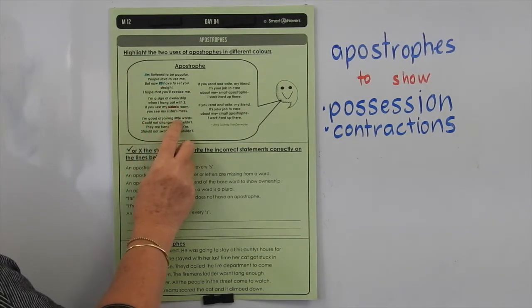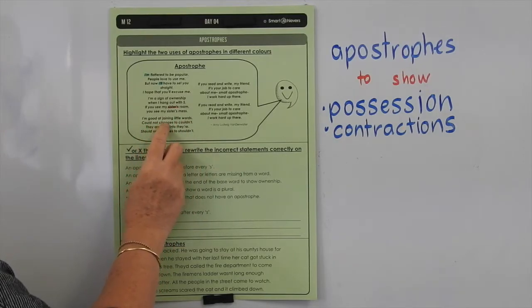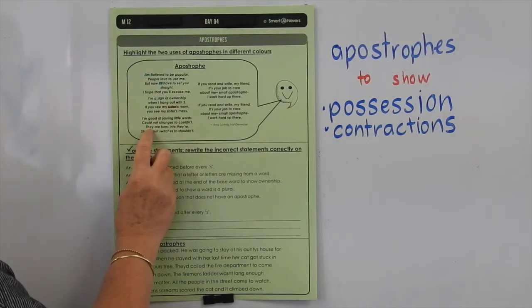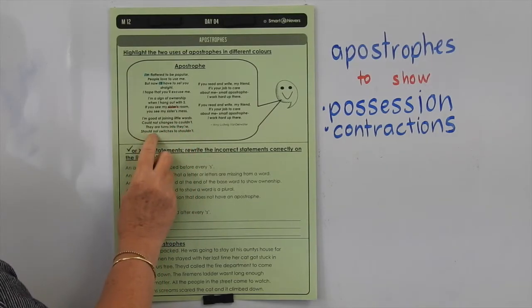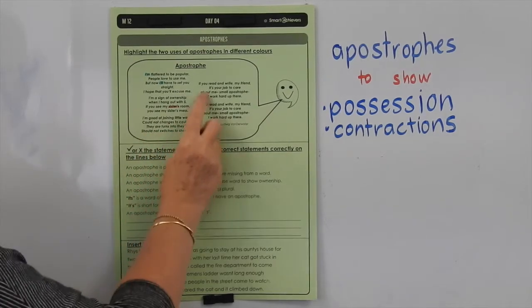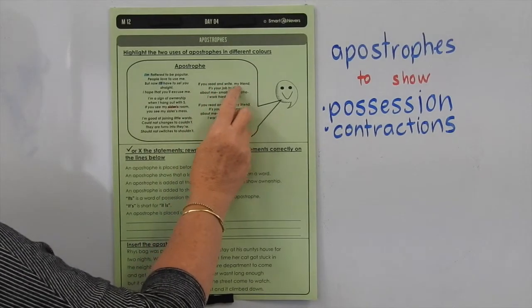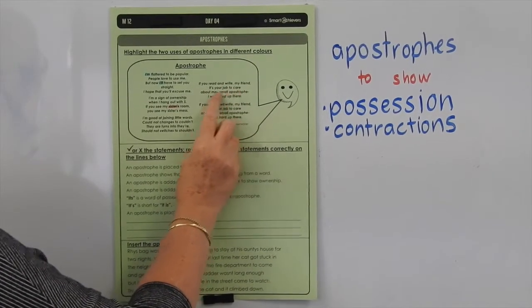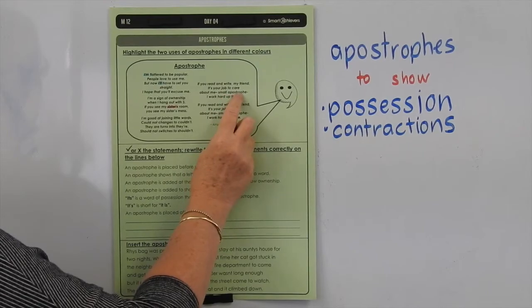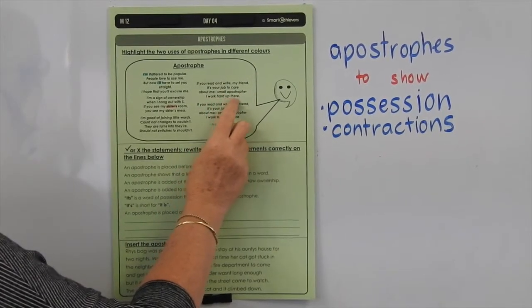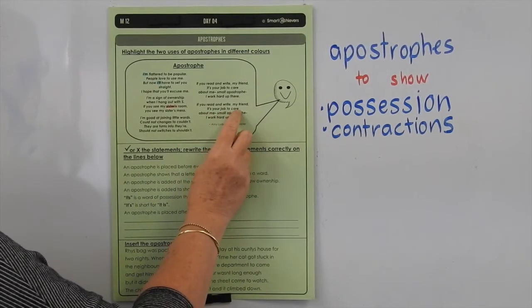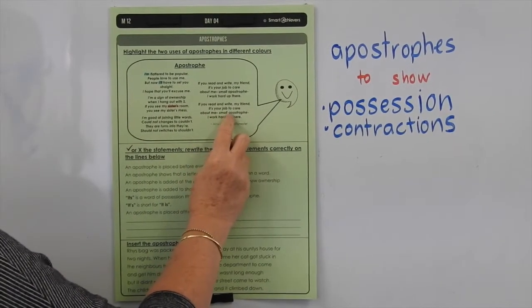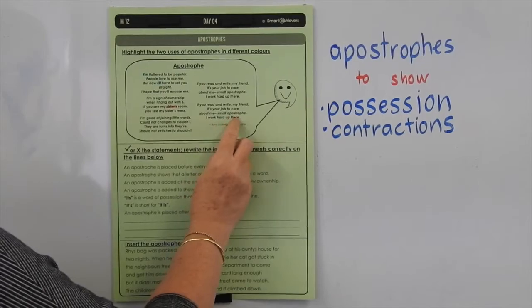I'm good at joining little words. Could not changes to couldn't. They are turns into there. Should not switches to shouldn't. If you read and write, my friend, it's your job to care. About me, small apostrophe, I work hard up there.